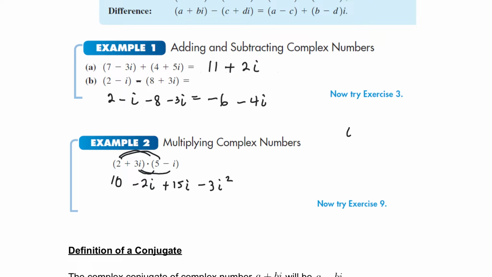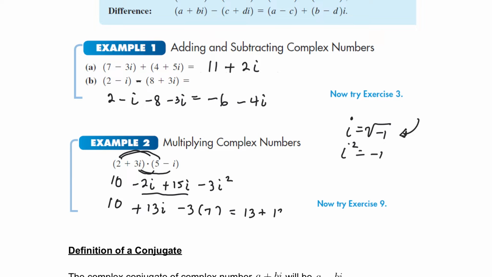One thing that you need to remember, that i is equal to the square root of negative 1. That's what makes it a complex number. So therefore, if it's i squared, then the square root cancels and you're left with negative 1. So you have 10, combine like terms. Negative 2 plus 15 gives you plus 13i minus 3. And we know that i squared is negative 1. So negative 3 times negative 1 gives you 3. So this will be 13 plus 13i.